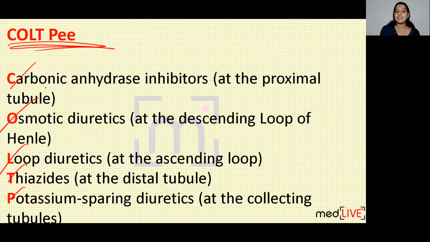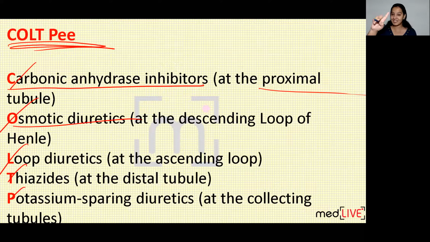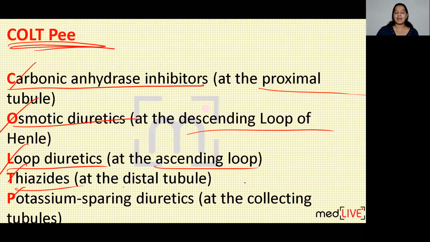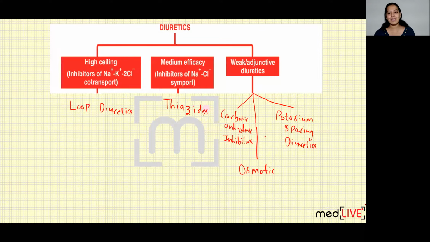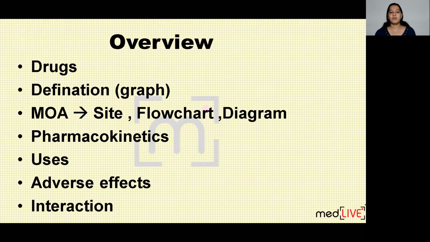COLTP. C stands for carbonic anhydrase inhibitor, which acts on PCT. O stands for osmotic diuretics, which act on the descending limb. L stands for loop diuretics, which act on the ascending limb. T stands for thiazides, which act on DCT. And last, P stands for potassium sparing, which act on collecting tubules. So never forget, many MCQs come on this concept, that is the site of action of diuretics on different parts of the nephron. You will never forget it.